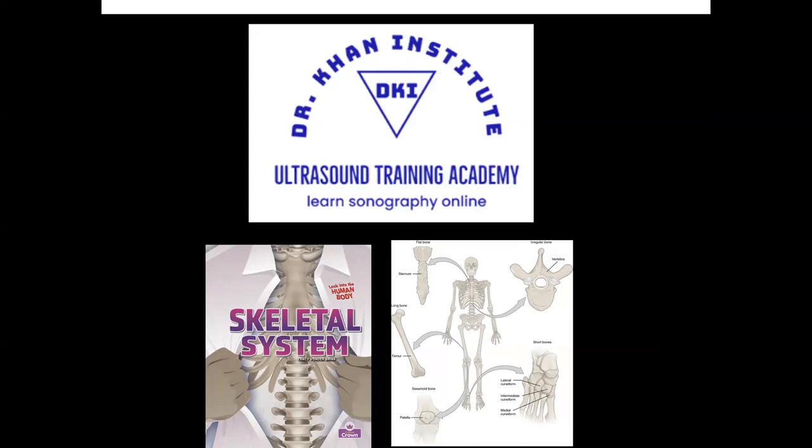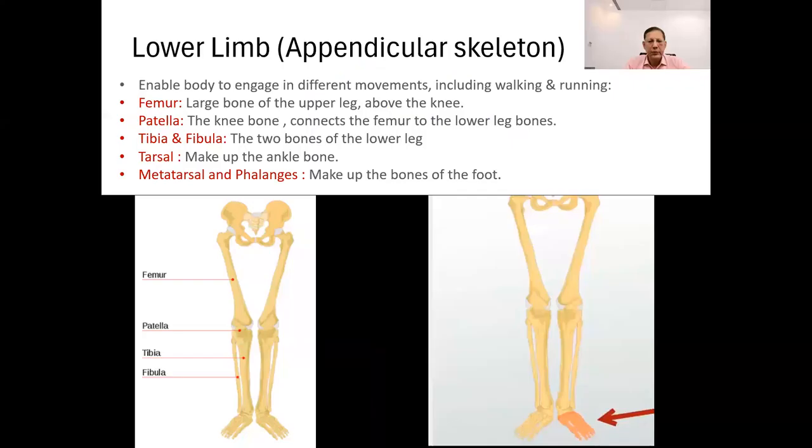Hello everybody. Today we will study about the bones and the joints that are included in the appendicular skeletal system. The bones of the lower limb that are included in the appendicular skeleton are femur, patella, tibia and fibula, tarsal, metatarsal and phalanges.